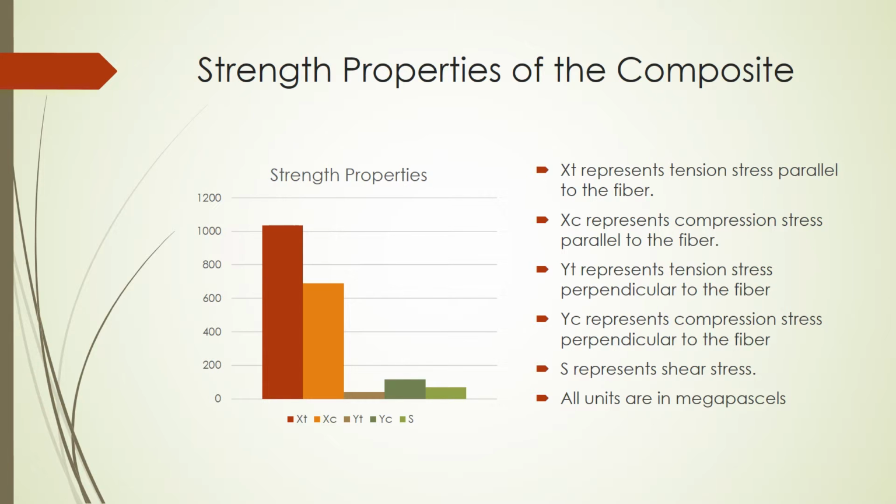Notice that all X variables represent a stress parallel to the fiber. All T variables represent a tension stress. All Y variables represent a stress perpendicular to the fiber, and all C variables represent a compression stress.